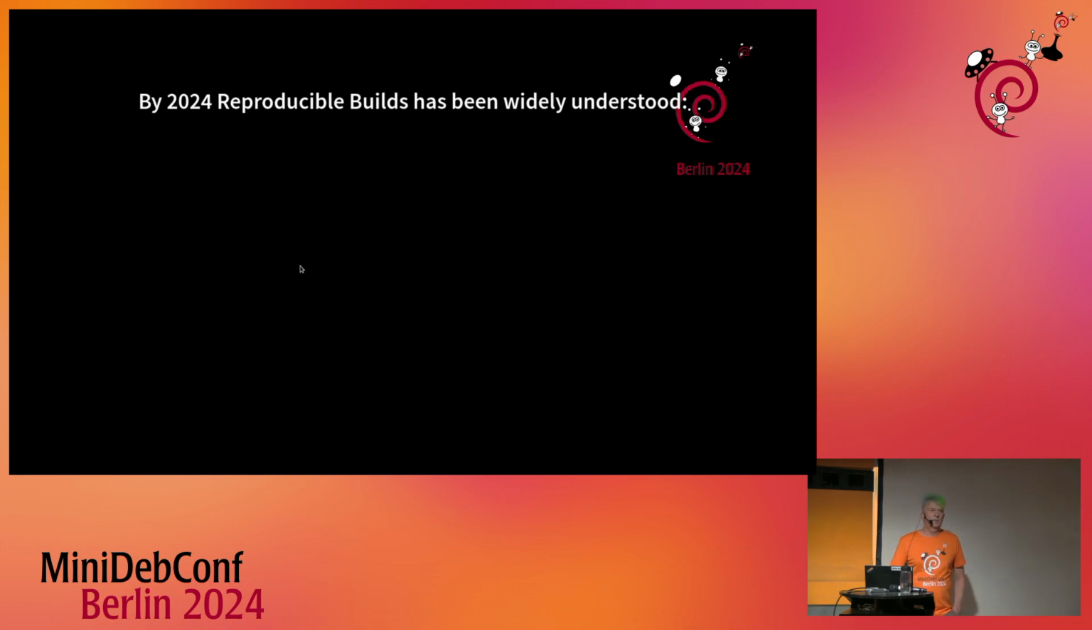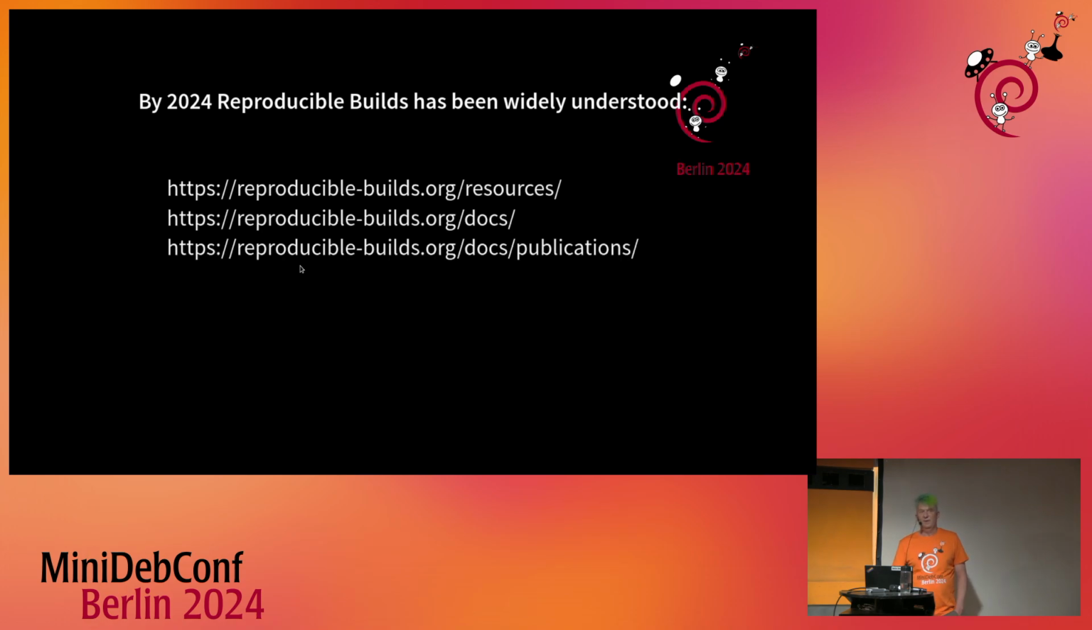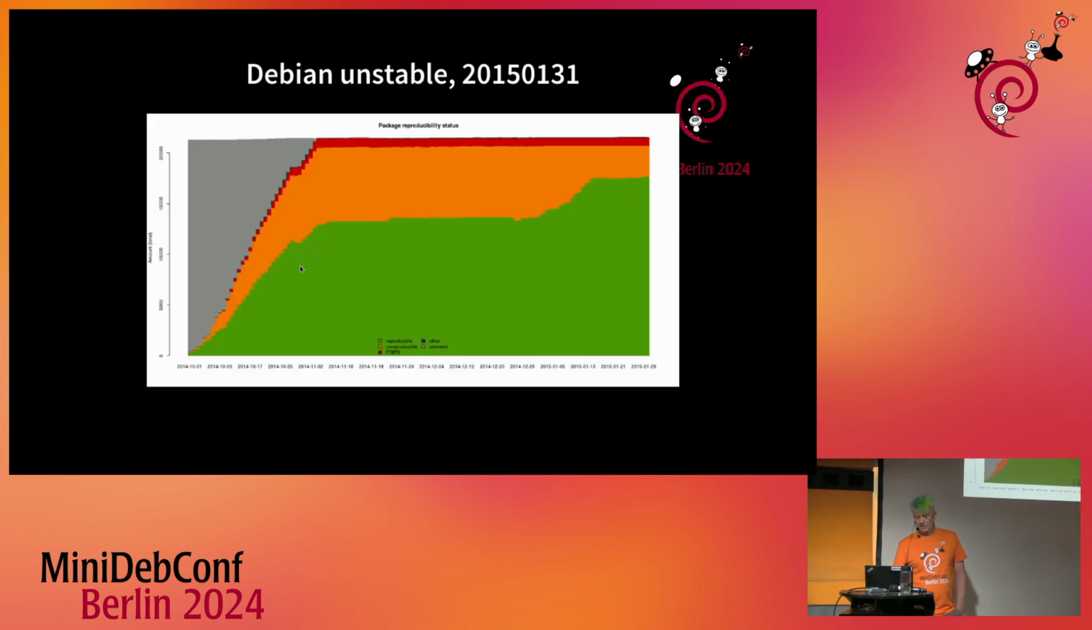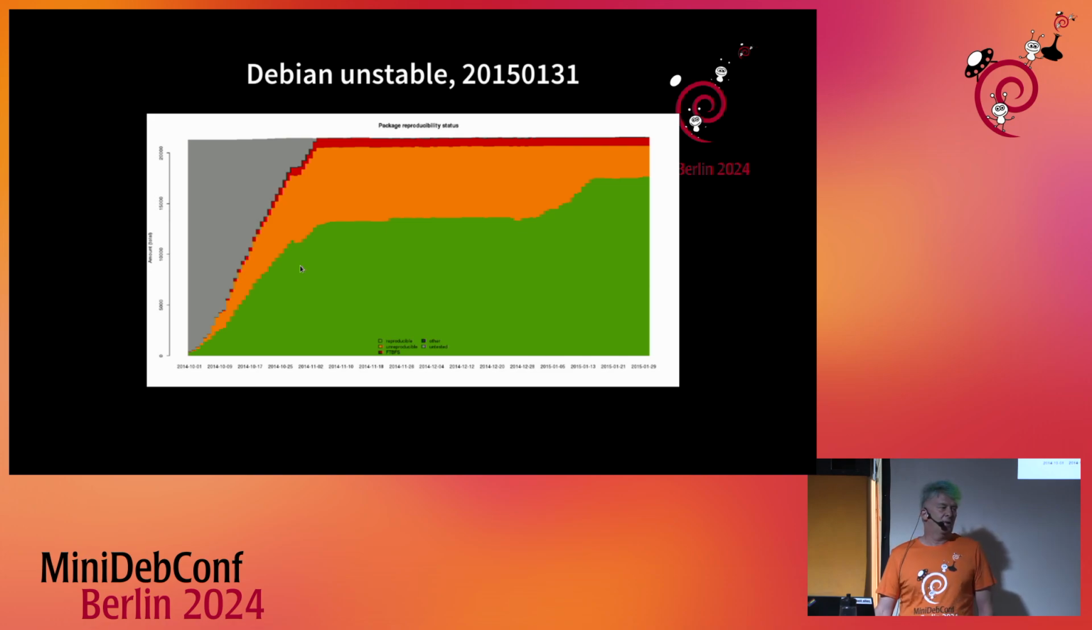And by 2024, this is widely understood. We have lots of documentation, we have resources, we have done scientific publications. The White House has taken notice and demands this as well since 2021. So this is all nice. This is Debian unstable since 2015. The green is the reproducible packages, oranges are unreproducible, and red fail to build.